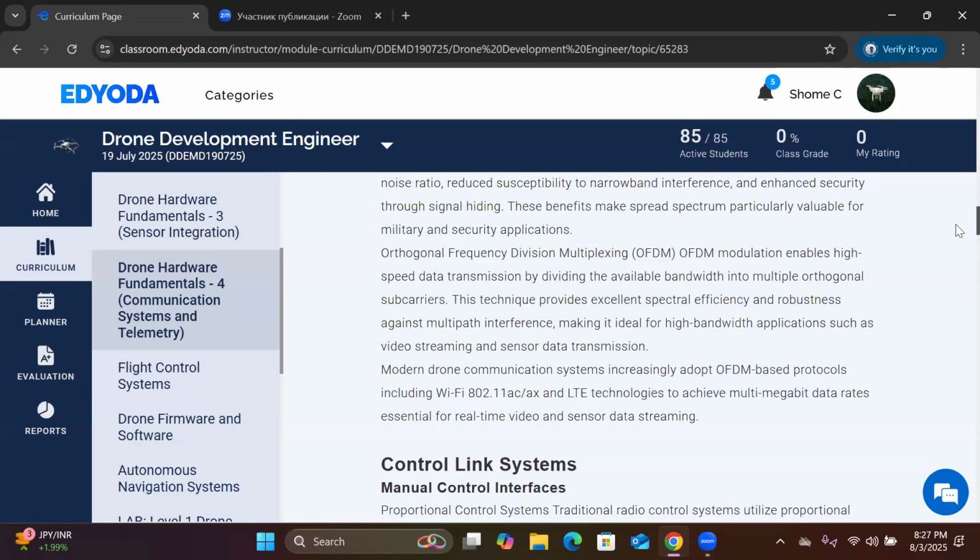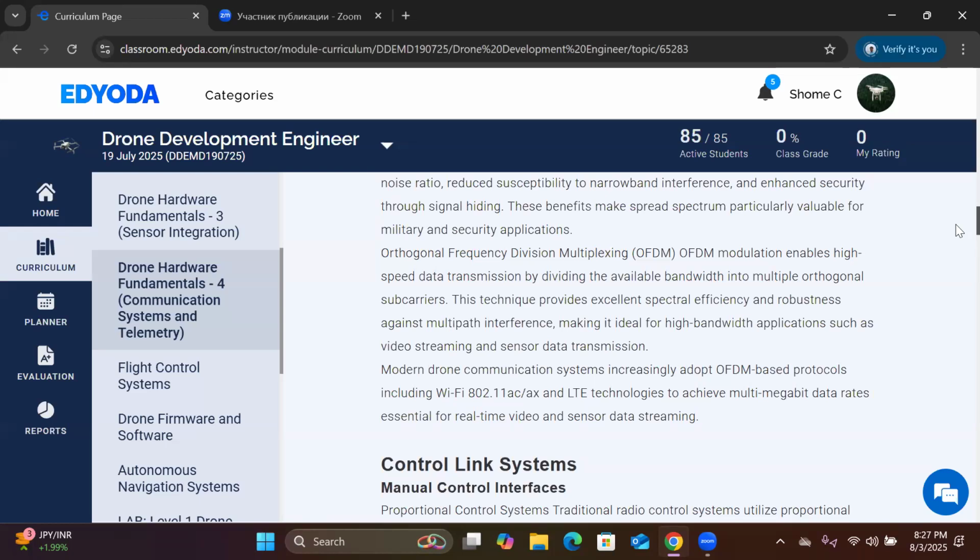band, we use some channel bandwidth. There also, due to the adjacent cellular tower or other nearest ISM band frequencies, a lot of interference will come into the picture. So in order to nullify the effect of this interference, if we use this OFDM modulation technique, then it will have excellent spectral efficiency and robustness to mitigate this multipath interference, making it ideal for high bandwidth applications such as video streaming and sensor data transmission.